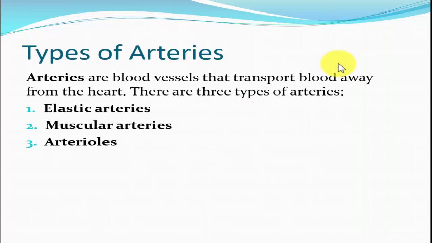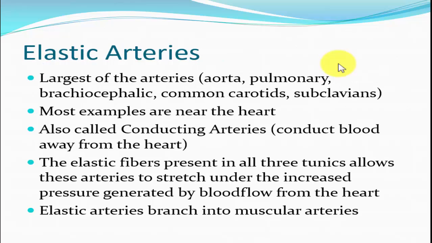So then we talk about the specific type of arteries. On that last figure, there were three types: elastic, muscular, and arterioles, and these are listed in order. Elastic arteries are the largest of all arteries. These include things like your aorta, your pulmonary, brachiocephalic, common carotids, and subclavians. All of this we will cover again in like week 15 or 16 when we cover the heart.